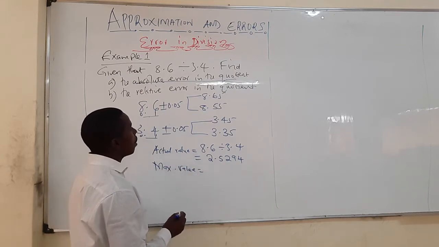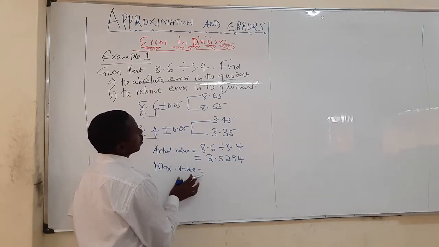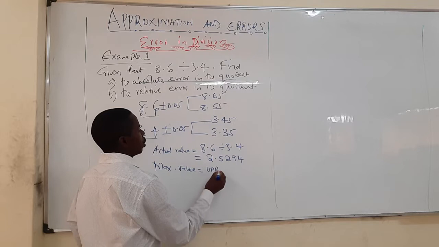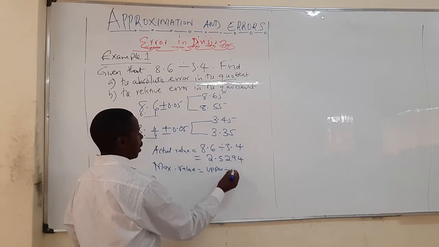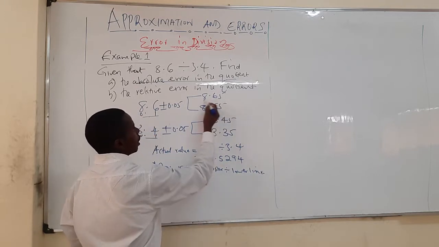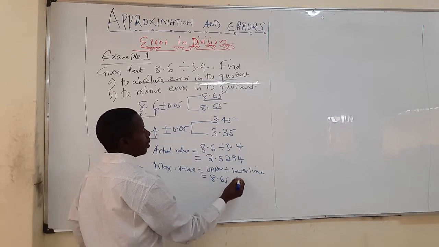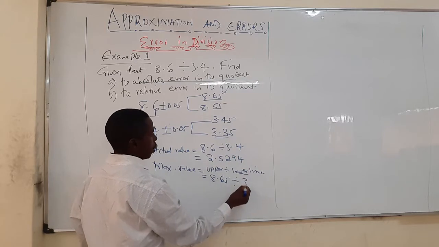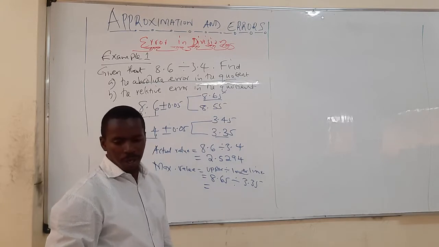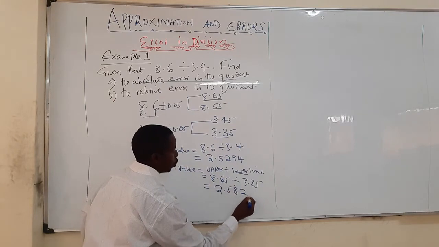Then we can get the maximum value. This is going to be given by now, just like we did for the subtraction. The maximum value when you're doing the division here is given by the upper limit divided by the lower limit. So the upper limit of the first number is 8.65, and we divide by the lower limit of the second number, 3.35. When you divide 8.65 by 3.35, you get 2.5821.